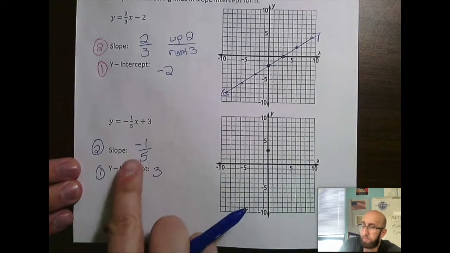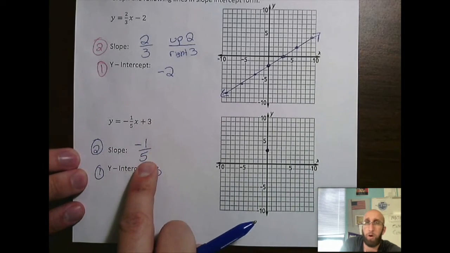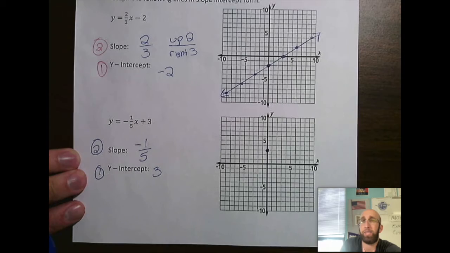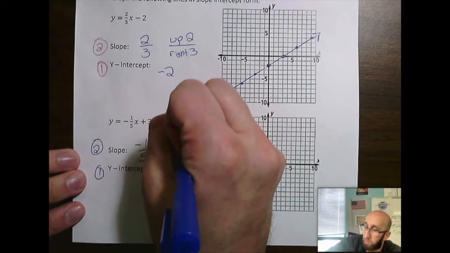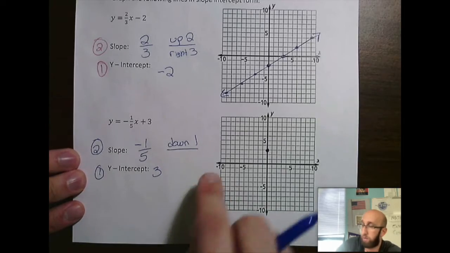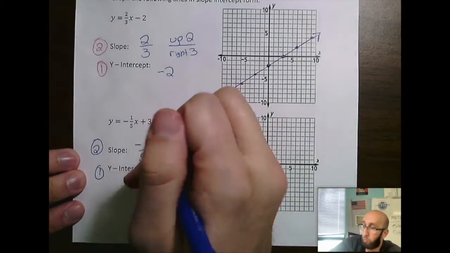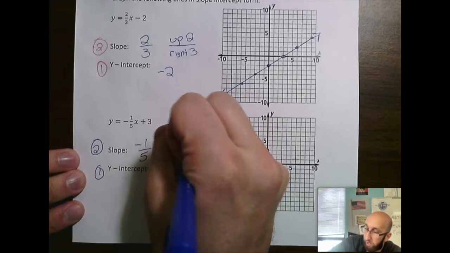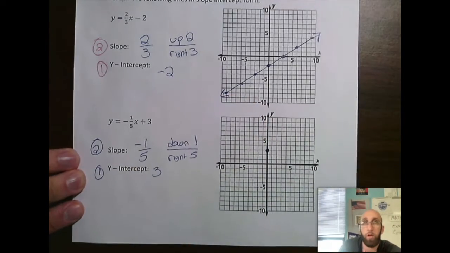Second thing I'm going to do is take care of my slope. I see a negative 1/5. Remember, it's rise over run. So when we're positive, we're going up on our first step, but I see a negative. So what we're going to do is go down 1, but still keep going to the right. Down 1, right 5, down 1, right 5.